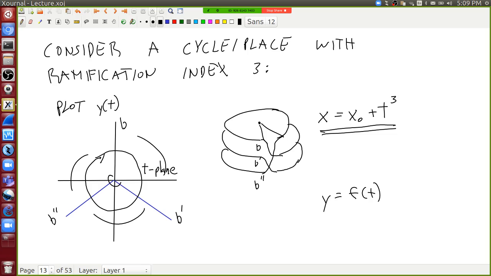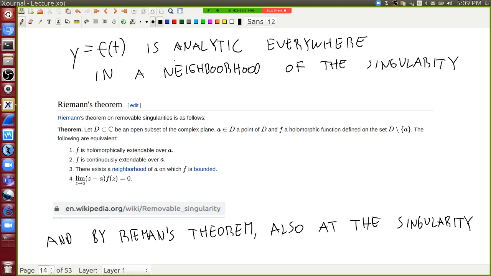The question is, is it also analytic at the center? And Riemann's answer was yes. His theorem on removable singularities: we have an open subset of the complex plane, a point A of D. The function is holomorphic everywhere except at the point A. And that's the case we got here. And the question is, it's completely surrounded in the t-plane by like a domain of analyticity, a holomorphic region. And the question is, can we holomorphically extend the function to the origin? And the answer is yes.